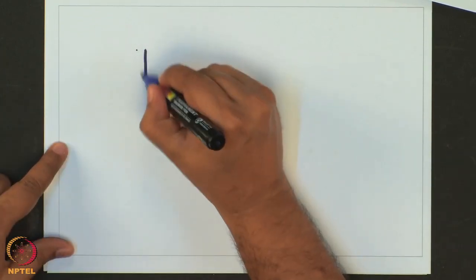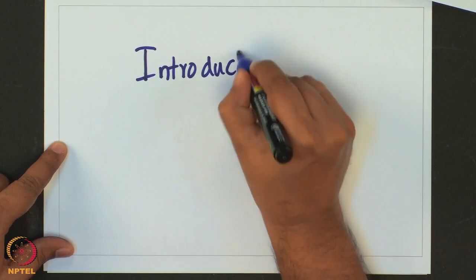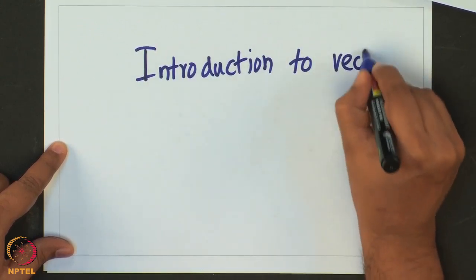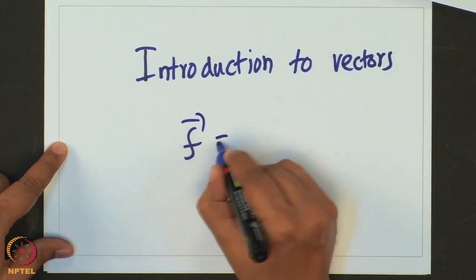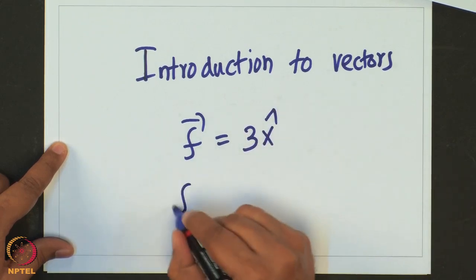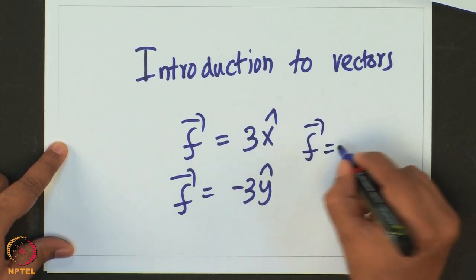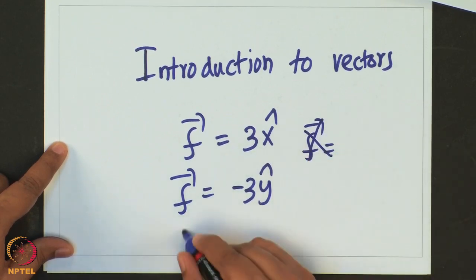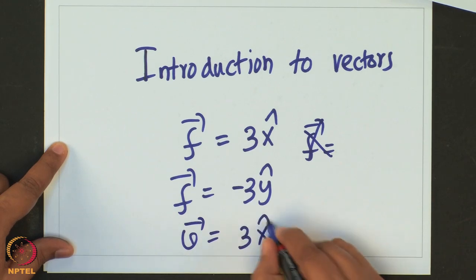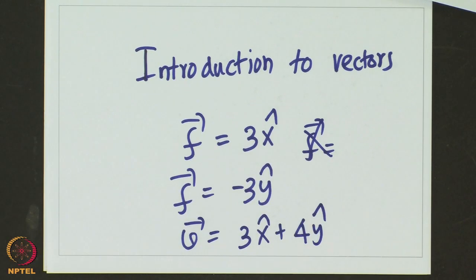So to summarize, what we said so far is what the simplest way of representing direction is. So we just had an introduction to vectors. That's what we did in this module, introduction to vectors. And we said that any force vector can be 3x cap, or force could be minus 3y cap, that means 3 along the negative y direction, or it could be some combination in principle. In the case of velocity, we saw that velocity could be some combination like 3x cap plus 4y cap. So these are the simple ways of representing a quantity that has magnitude and direction.